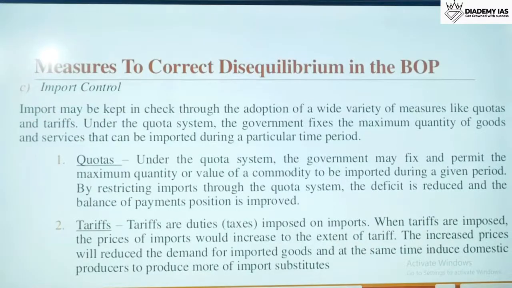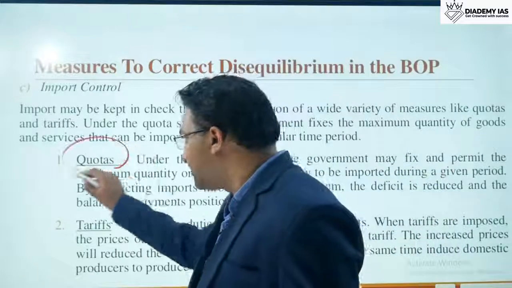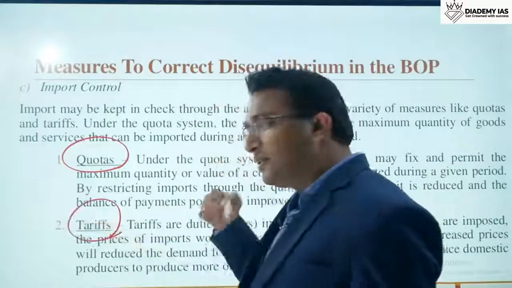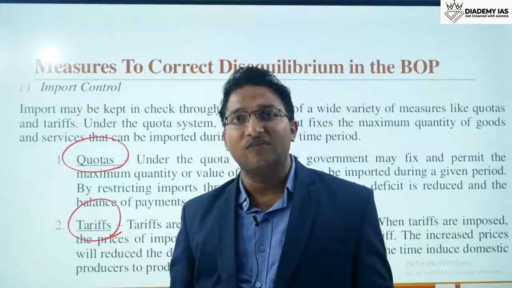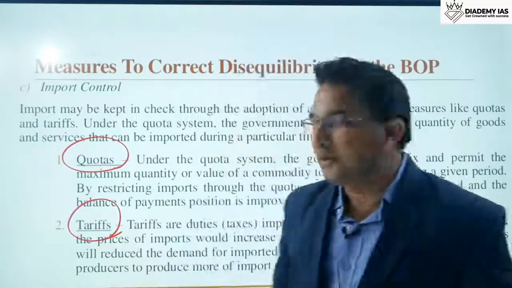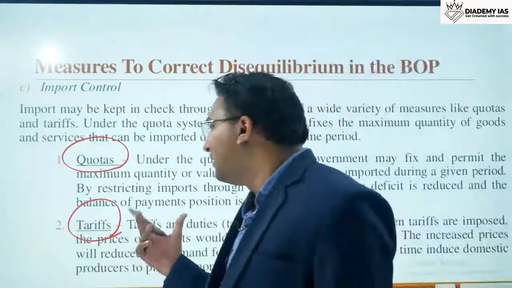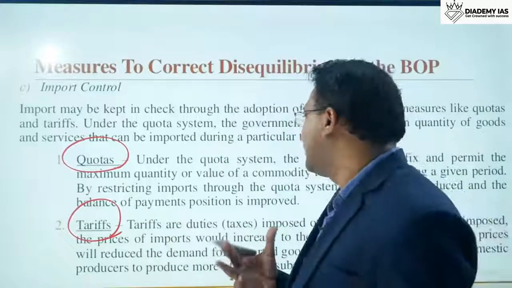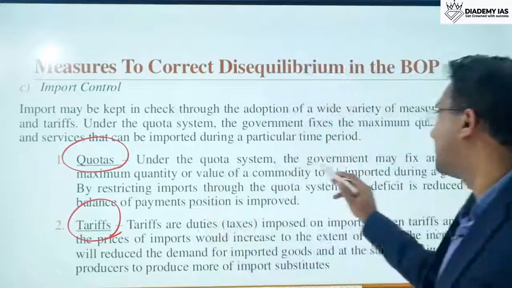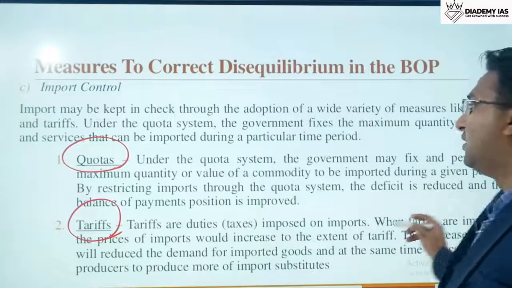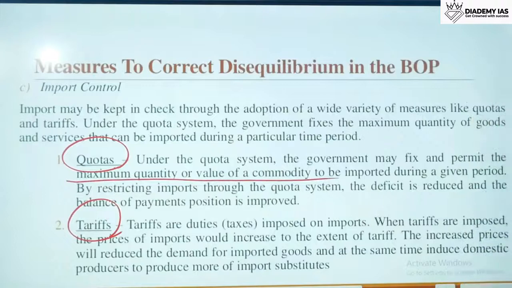Import control should also be there, right? For import control, there are two systems possible. One is the quota system, another is the tariff system. Please understand this system. These are some of the unique concepts which I have not discussed so far. So please be careful. Quota basically represents some limitation, right? Some quantitative limitation. So under the quota system, the government may fix and permit the maximum quantity or value of a commodity to be imported during a given period.